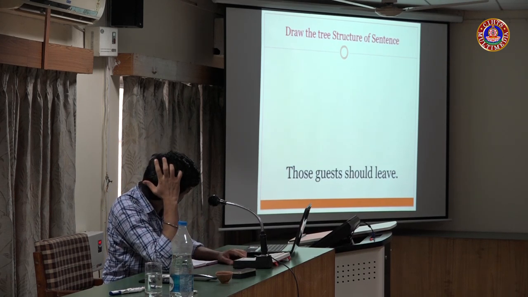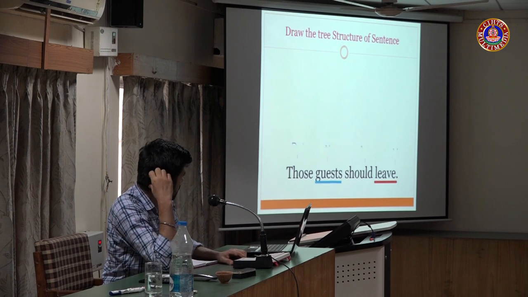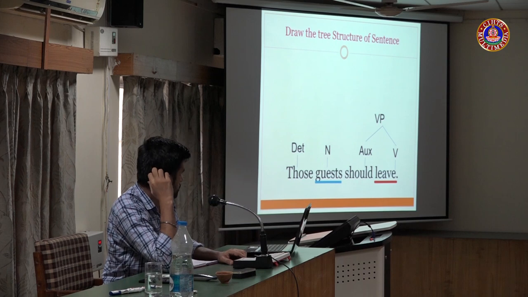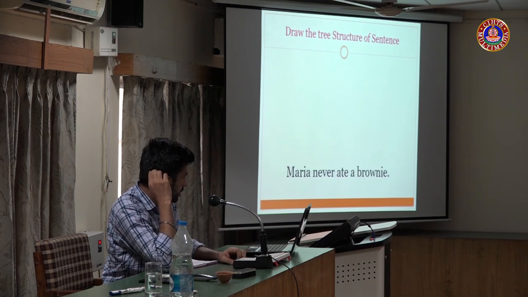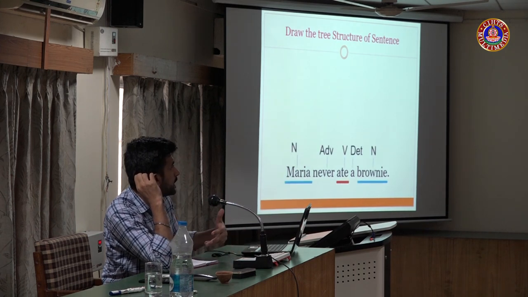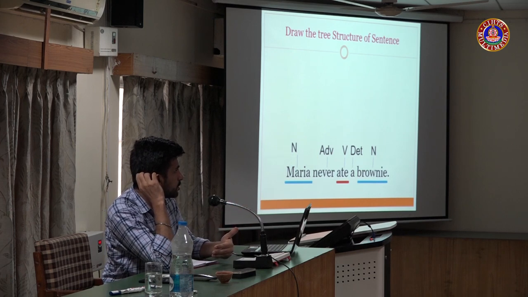Very quickly we look at those guests should leave. Determiner, noun, auxiliary, verb. Verb phrase, should leave. Noun phrase, this is your sentence. Okay, simple. Maria never ate a brownie. Never is the adverb. It tells us about the verb. What is the verb?